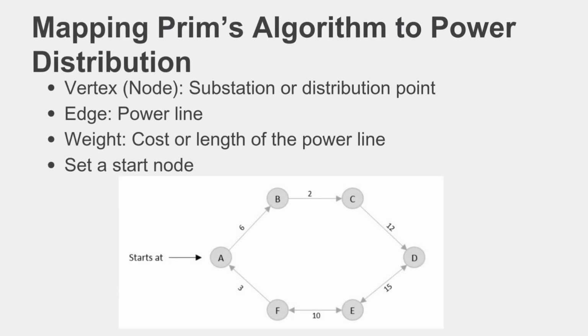In this application, the power distribution system can be modeled as a graph. Each vertex represents a substation or distribution point. Each edge represents a power line between two nodes. The weight of the edge represents the cost or length of the power line. By applying Prim's algorithm to this graph, we can find an efficient way to connect all power nodes while minimizing the total wiring cost.